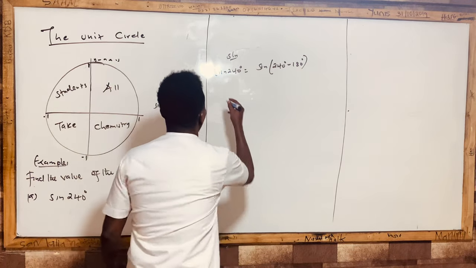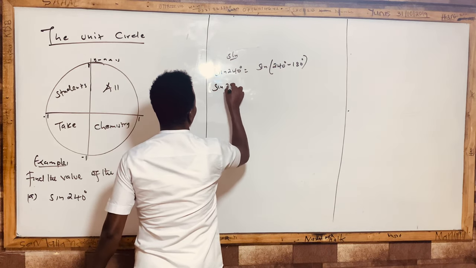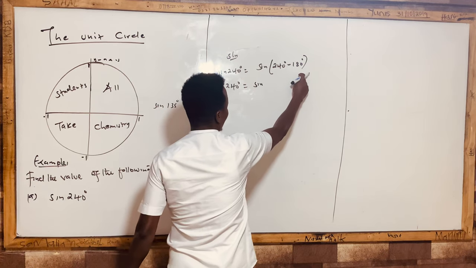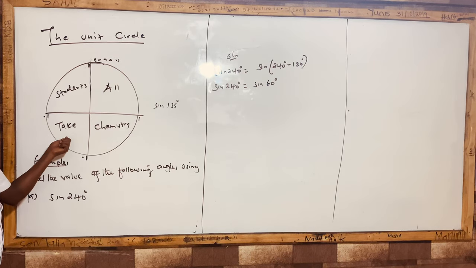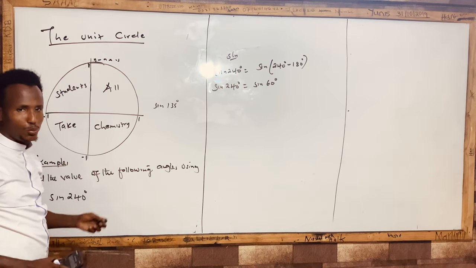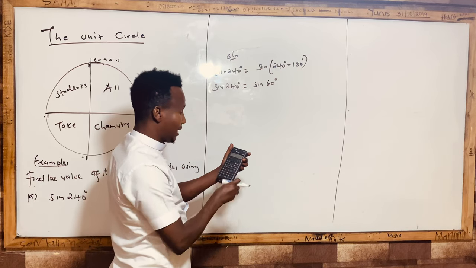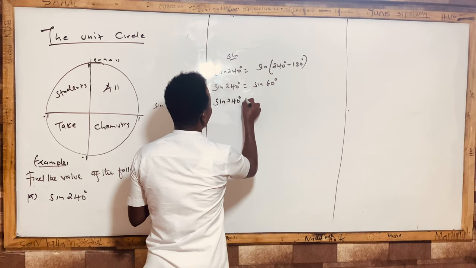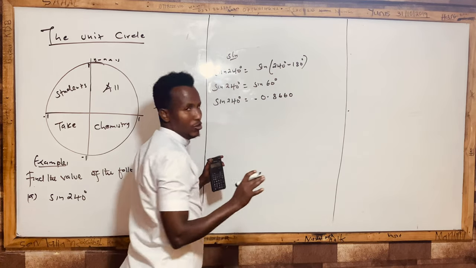Just understand. So I'm going to say sine 240 degrees is equal to sine, subtract these two, sine 60. So I will get sine 60. Knowing that sine is negative here, because the angle falls in that part. It's only tan which is positive. So I'll say sine 60. Use the calculator. Now sine 240 degree is equal to negative 0.8660. Understand this?